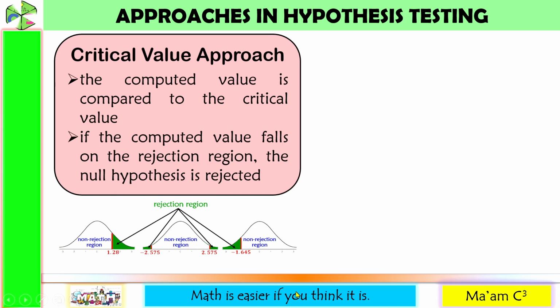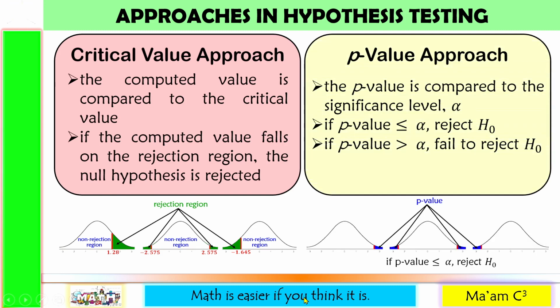Another approach that I am going to introduce to you today is the p-value approach. This time, the p-value is compared to the significance level alpha. If p-value is less than or equal to alpha, we reject the null hypothesis. If p-value is greater than alpha, we fail to reject the null hypothesis. This shaded area here is the p-value. I'll explain this more later.